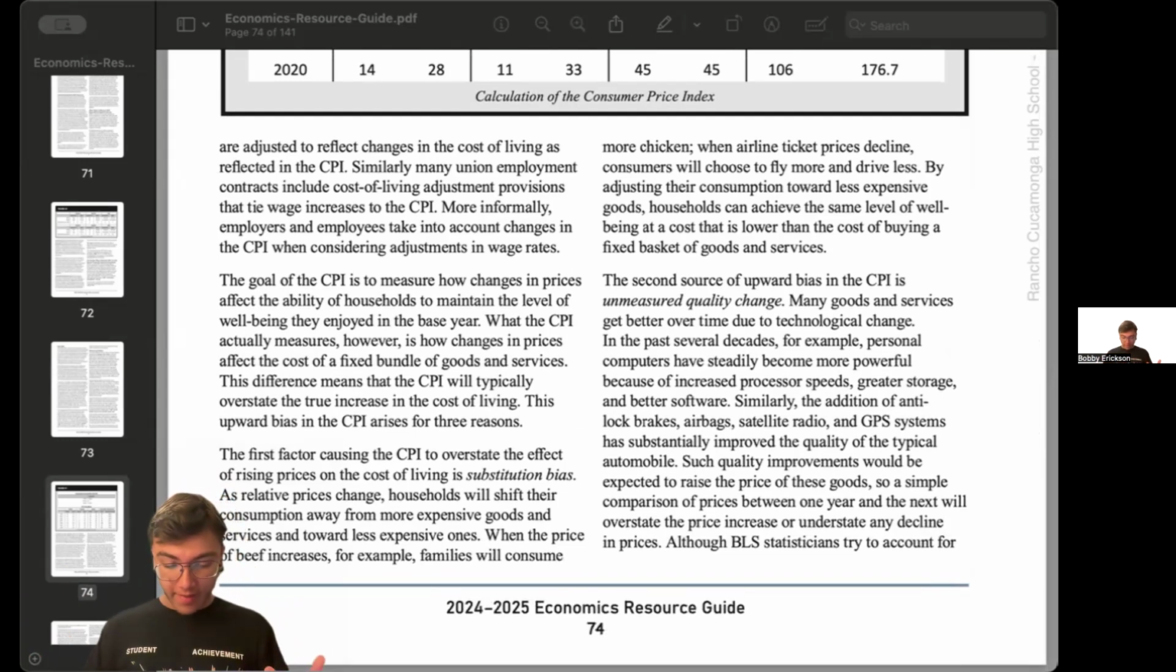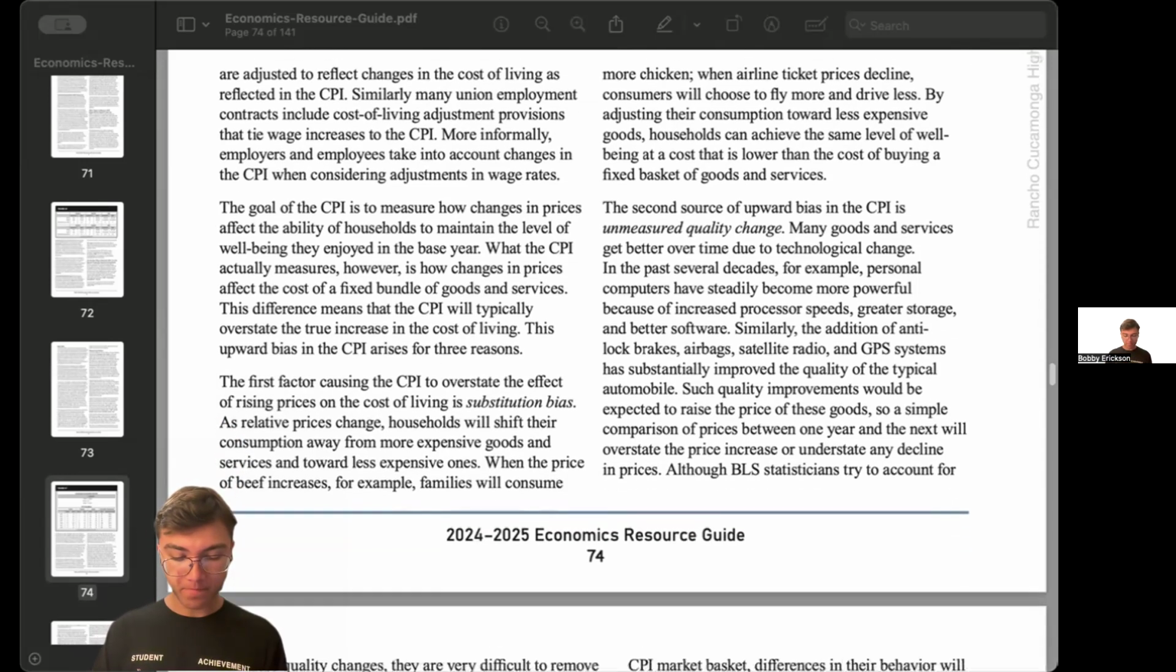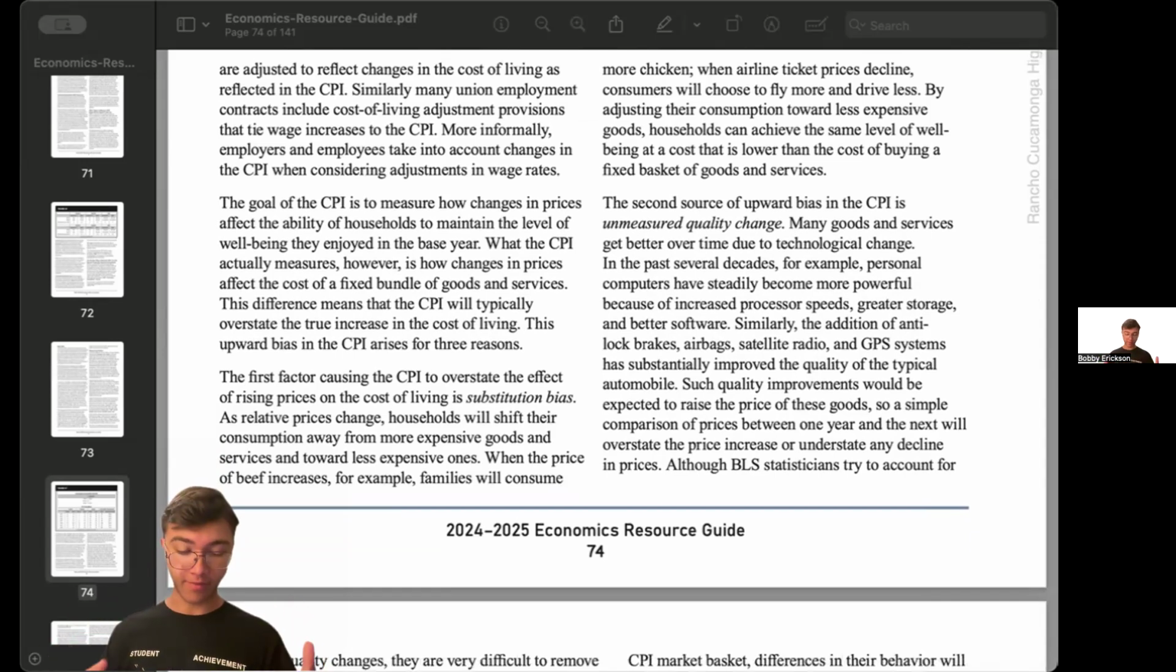And so once again, the goal of CPI is to show those changes in price affecting the ability of households to maintain the level they enjoyed in the base year. So how much is the price increasing for a given basket of goods here? And so we can see that CPI, although this is its goal, actually measures how the changes in price affect the cost of the fixed bundle. And so this means that actually CPI is overstating the true increase in the cost of living. So there's an upward bias in the CPI overall. There is a bias that causes the price to look higher than it actually is here.